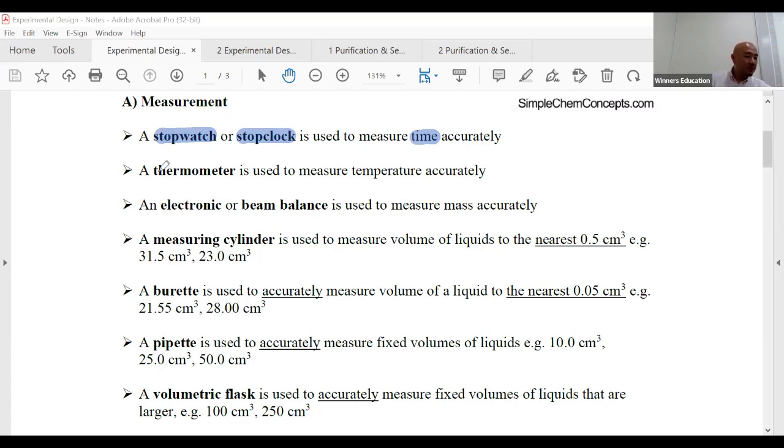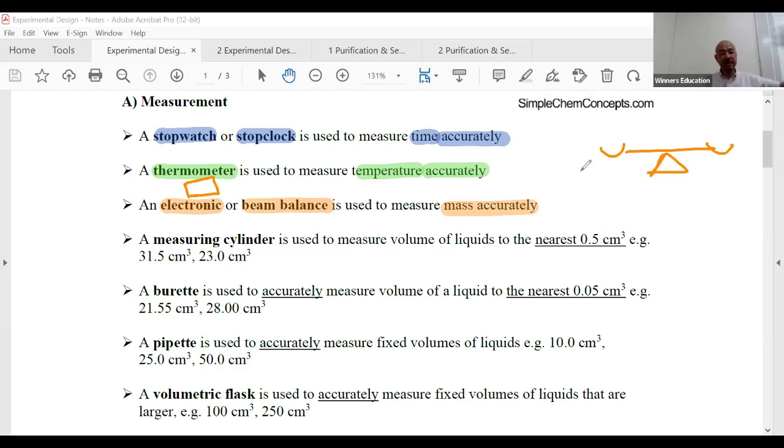Here we go. A thermometer is the only apparatus used to measure temperature, and it's always accurate, all right? Accurately. What about the third one? Your mass. To measure your mass, we use an electronic or a beam balance. What is the difference? An electronic balance basically is digital. A beam balance looks something like, I can't really draw, but let's say you go like that. It's like a seesaw. Everyone okay? So it's a beam, all right, a beam balance. But all in all, it measures mass. Each of them is 1 mark.